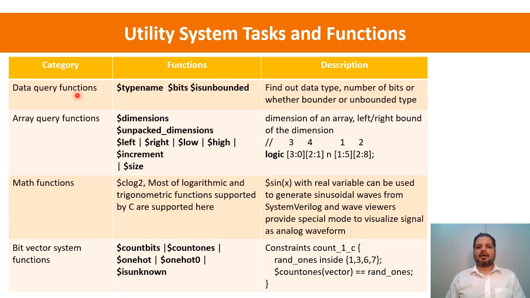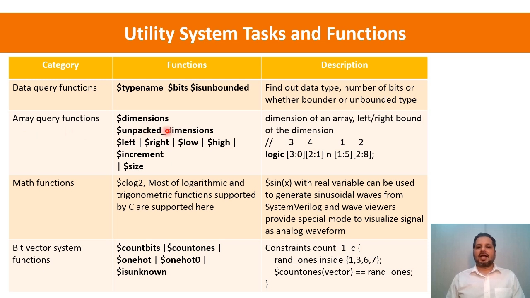And then we have data query functions. You can use $typename to find out the data type, which is sometimes useful. $bits is useful too. If you are iterating over an array, especially a vector, and you want to generalize it, instead of hard coding the size, you can use $bits of that particular vector, and it will give you the number of bits in it, so you can iterate over it. $isunbounded helps you find out whether the array you are dealing with is of bounded or unbounded type. And then you have the array query functions.